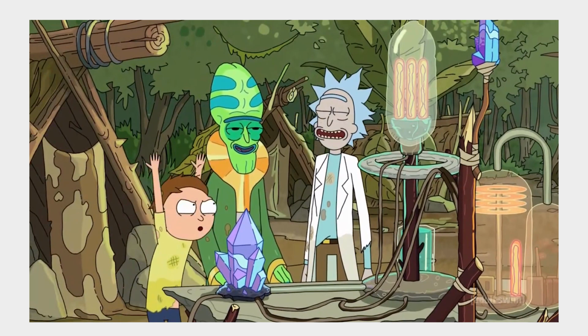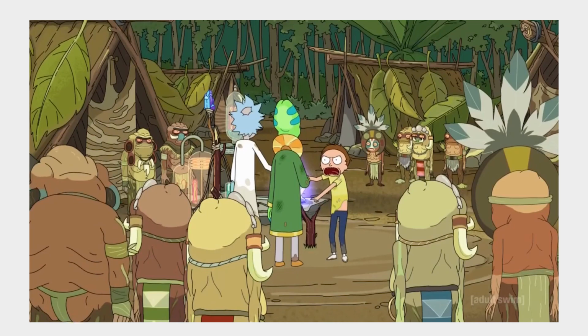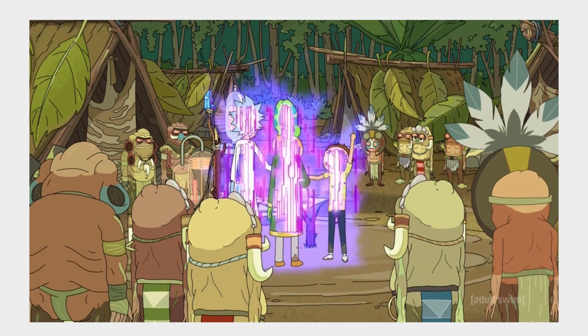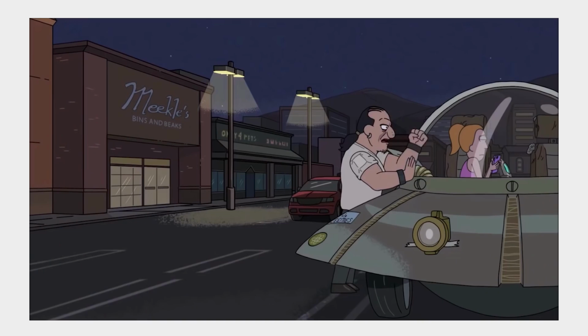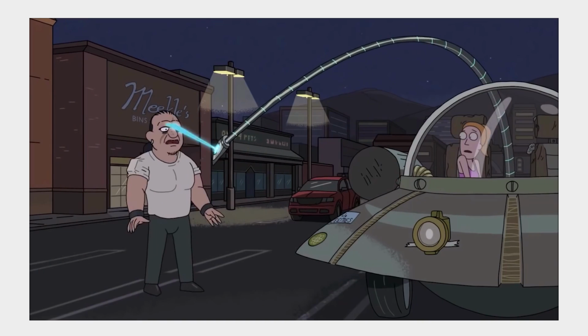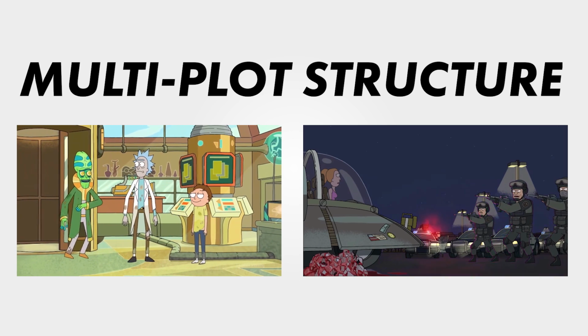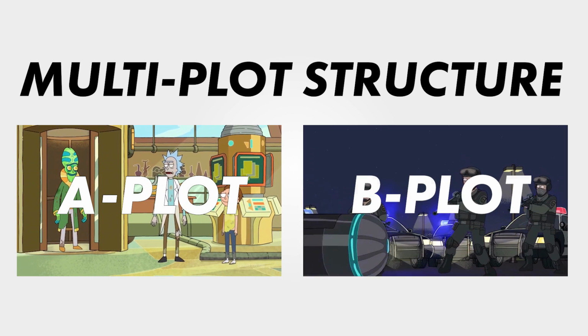Very often, Rick and Morty's episodes would follow the two titular characters on a chosen adventure. Then, at intervals, the focus would switch to one or all of the supporting characters and their adventures. These are the two plot lines within almost every Rick and Morty episode, the A plot and the B plot.